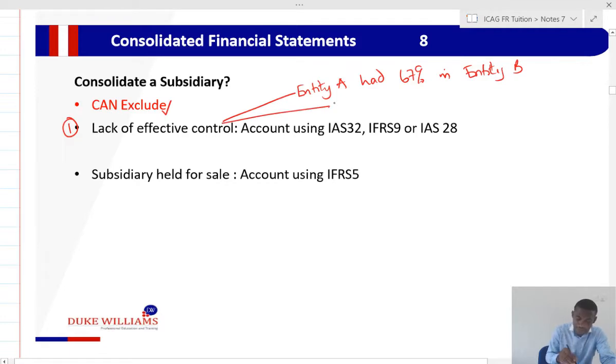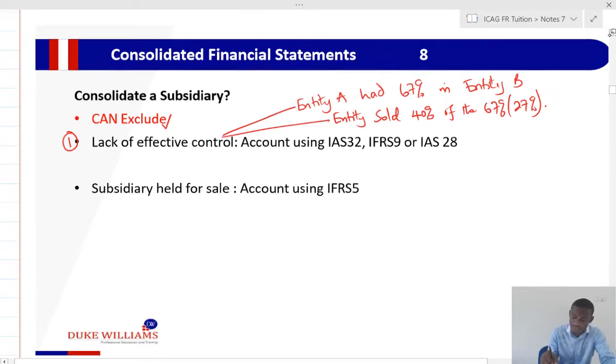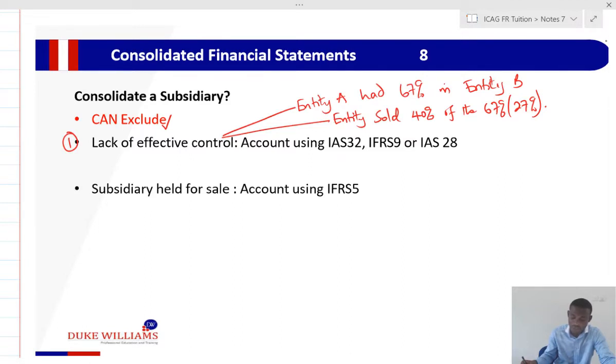However, entity A sold 40% of the 67%, leaving 27%. What it means is that entity A, after selling the 40% investment, no longer controls B, and therefore entity A cannot consolidate B, and instead entity A would have to account for it as an associate.